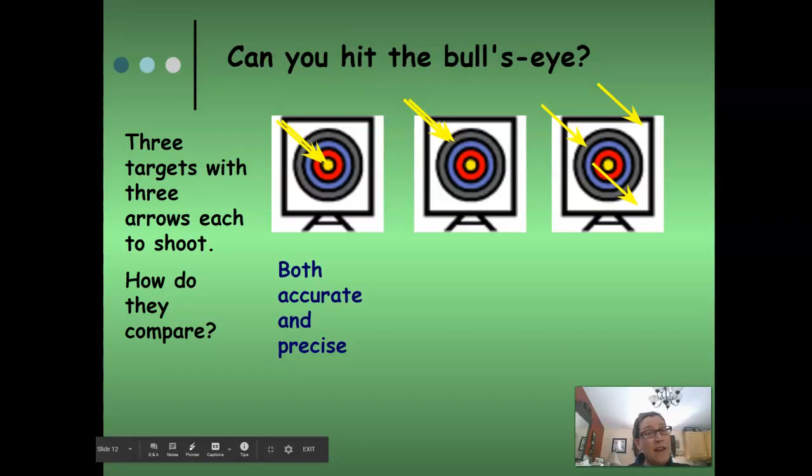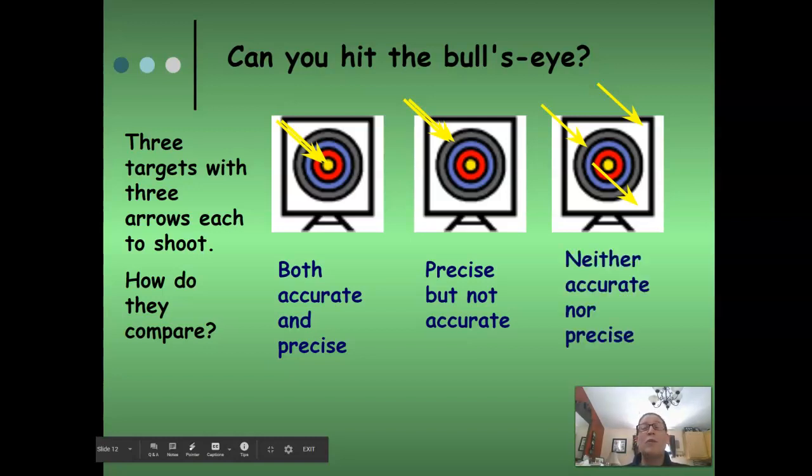If you said that that first set of arrows was both accurate, because we're assuming you're hitting the bullseye, right, and precise, you would be correct. How about the second set? It is precise, but it's off the mark, so not accurate. And how about that last one, which is really what my dart game actually looks like? You'd be neither accurate nor precise.